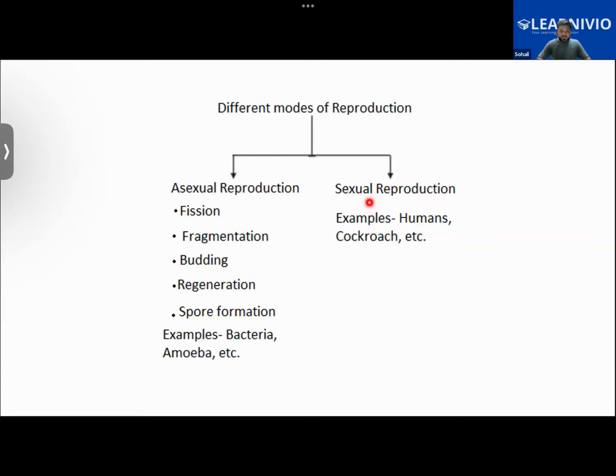So sexual reproduction will be seen in animals like humans and cockroaches, for example. While in the animal kingdom, we have asexual reproduction also, that would take place via fission, fragmentation, budding, regeneration and spore formation. That would be commonly observed in organisms like bacteria, amoeba, hydra, spirogyra, and also fungi. So those will be doing asexual reproduction. Getting it, guys?